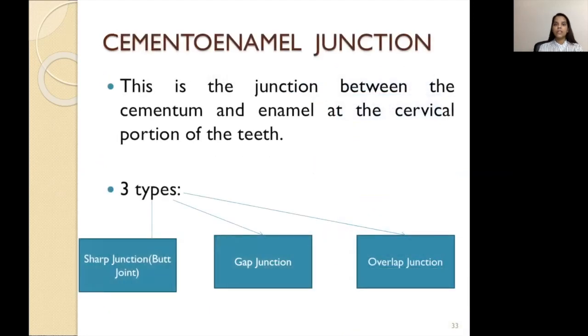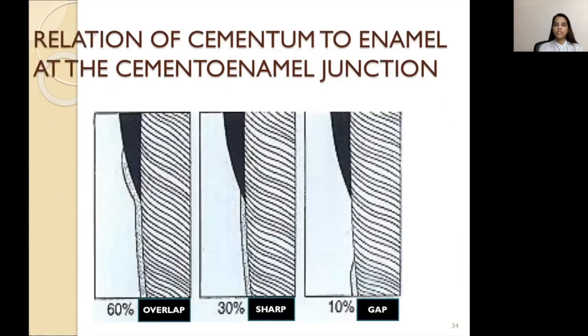Now the cemento-enamel junction. This is the junction between the cementum and enamel at the cervical portion of the teeth. This is very important, cemento-enamel junction. Three types are there: sharp junction, which is also called butt joint, gap junction, and overlap junction. So I'll show you the picture first.